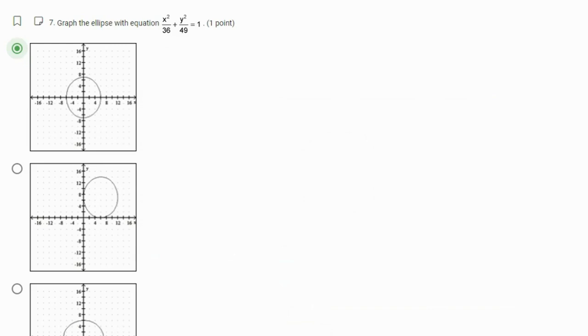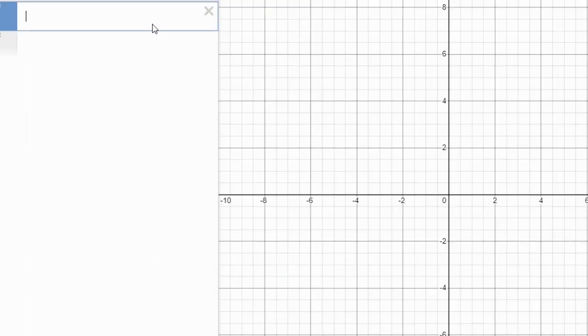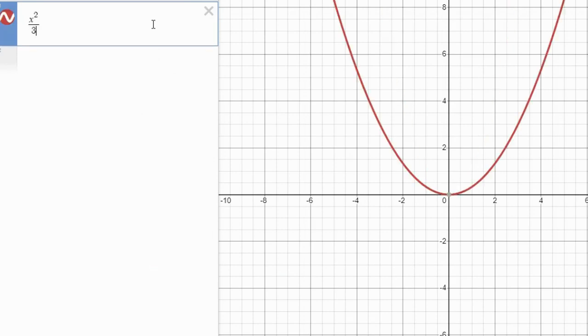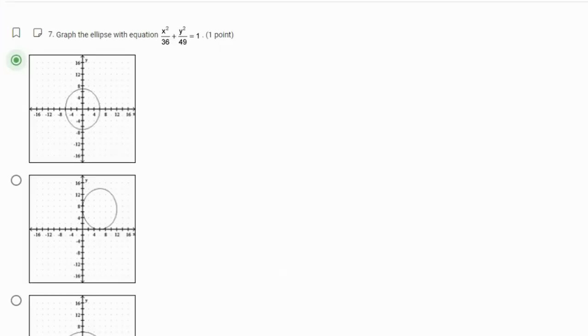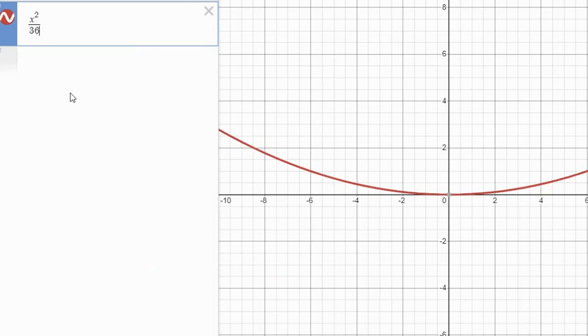X squared over 36. X squared divided by, oops, not the squared, divided by the whole thing, divided by 36. And this was plus y squared over 49 equals 1. Oh, not under the 49. You got to get it. It keeps wanting to put everything under the parentheses.